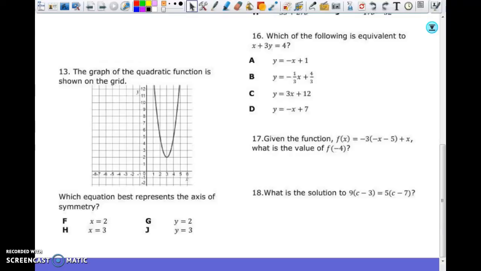Okay, so this is part 2 of your review. Remember, I'm not going to give you all the answers, but I'm going to guide you through as much as possible. First one we're doing today is number 13.